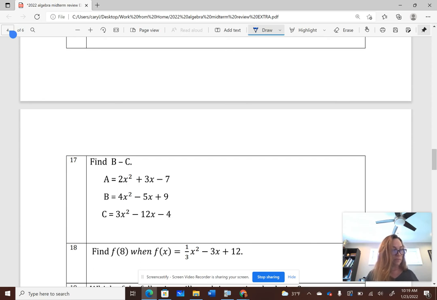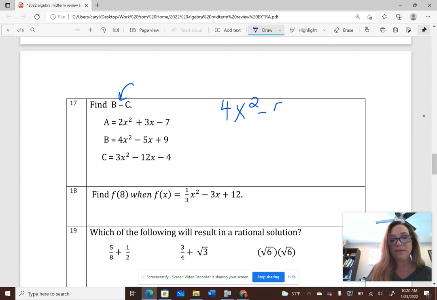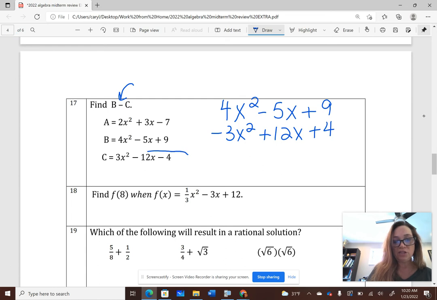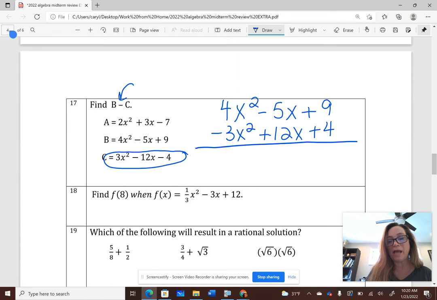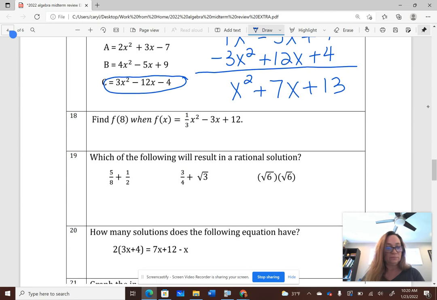All right, so here we go. We're a little more than halfway there. Find b minus c. So remember, when you're subtracting, you're changing the signs of everything being subtracted. So I'm just going to copy the b, change the sign, change the sign, change the sign. Change the signs of everything being subtracted. And that's based upon the fact that subtraction is adding the opposite. Okay?